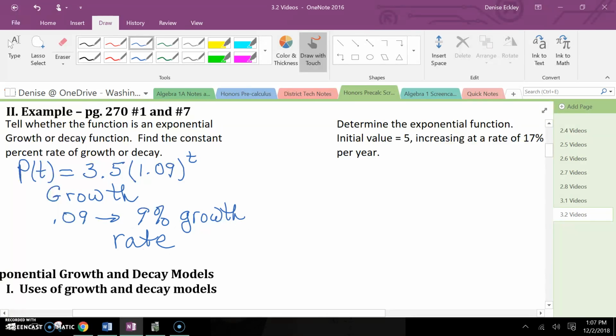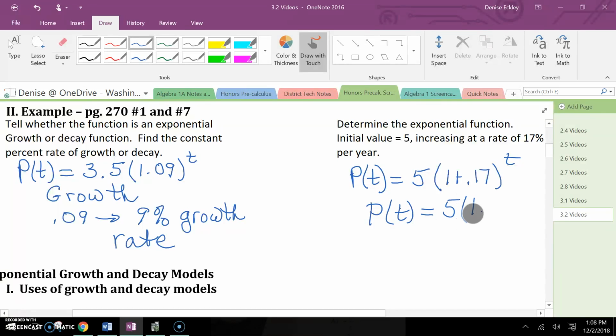Now number 7 asks us to write an exponential function given an initial value of 5, and we're being told that it's increasing at a rate of 17% per year. So we are going to write an equation like number 1. So P of t is going to be our initial value of 5 times 1 plus 0.17 to the t power. So our function is going to be P of t equals 5 times 1.17 to the t power.